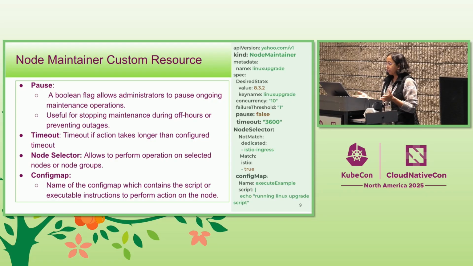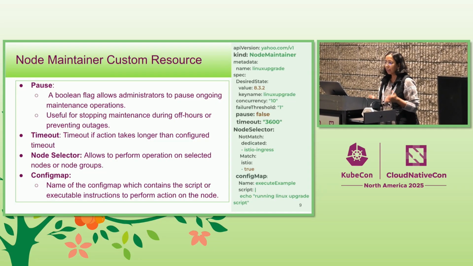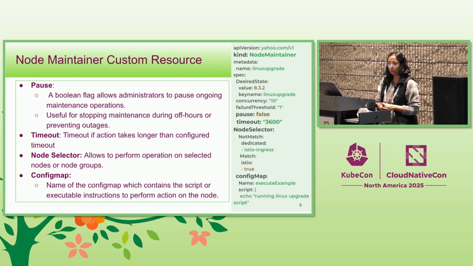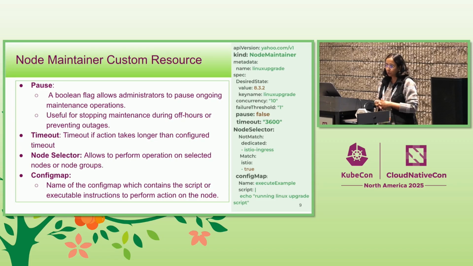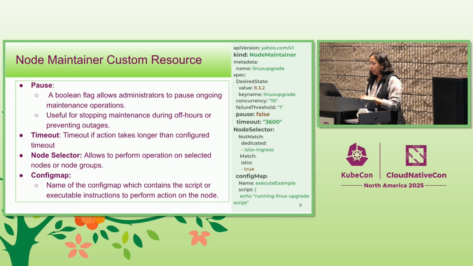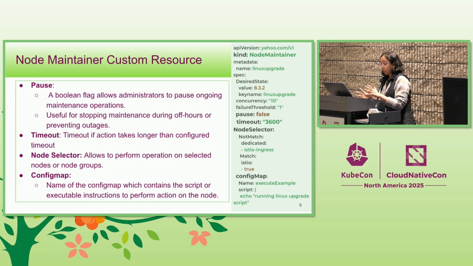Node selector, as the name implies, selects the nodes I want to perform the maintenance task on. This is an optional field. If you don't provide it, it selects all the nodes in your current Kubernetes cluster, which can be the case, for example, where I have a Linux upgrade I want to perform everywhere. I'll dig deeper into node selection in the next slide as well.